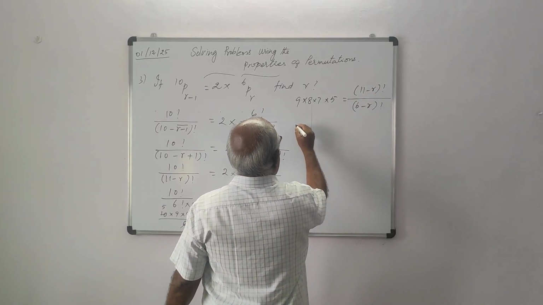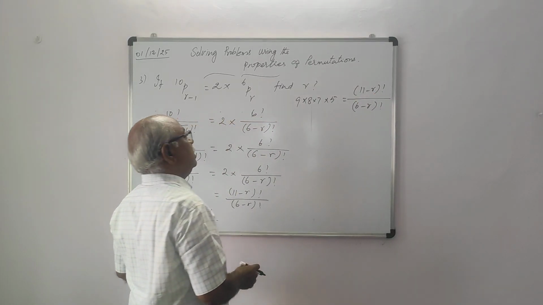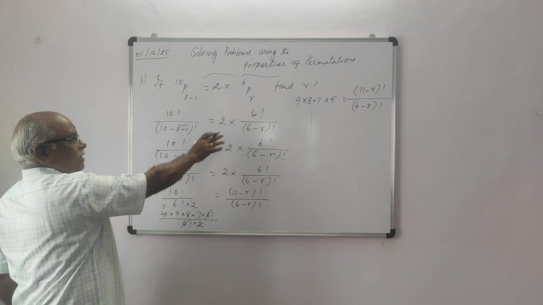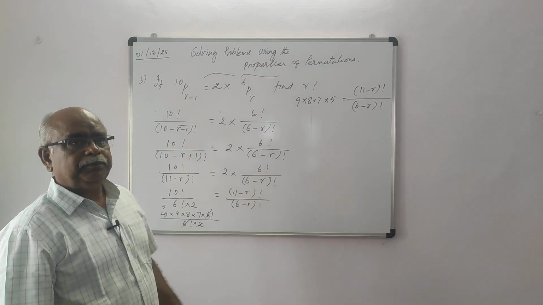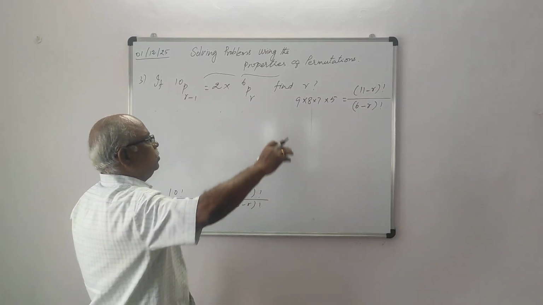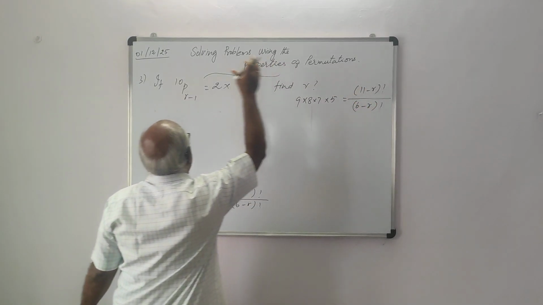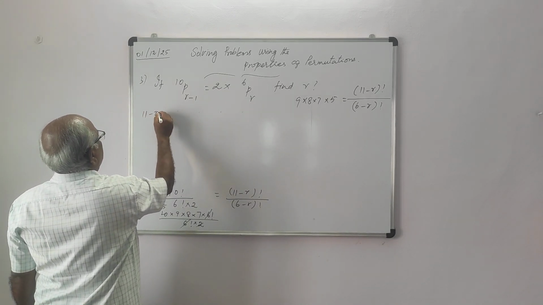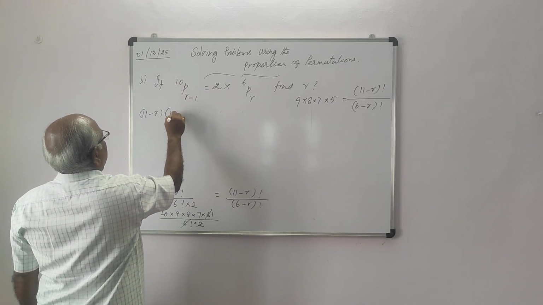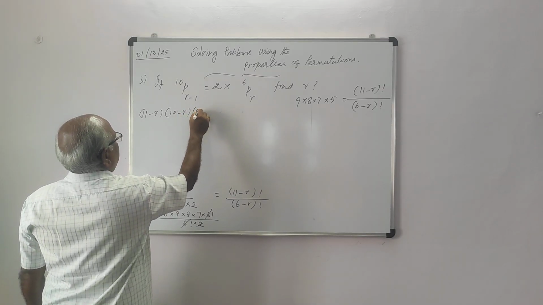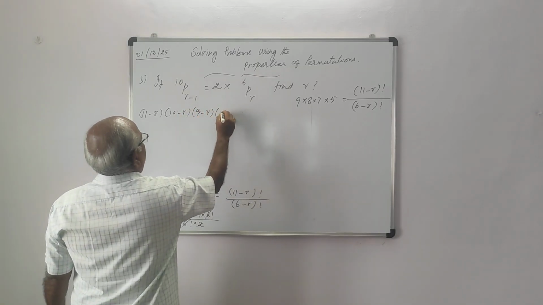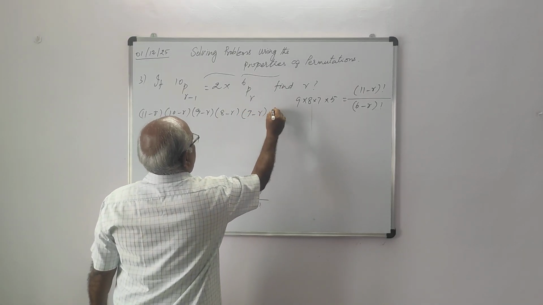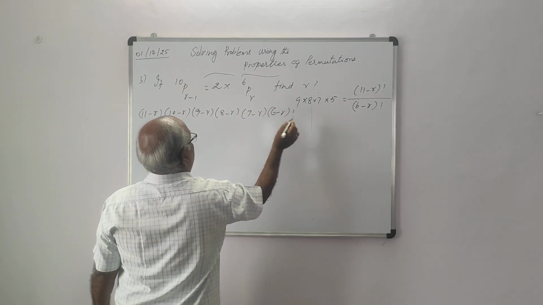11 minus r. I want space here. I am going to erase here and I will continue. See, I am going to write the right hand side term to the left hand side. I will get 11 minus r factorial is 11 minus r, and the next term is 10 minus r, and another term is 9 minus r, 8 minus r, 7 minus r, the remaining terms are 6 minus r factorial.